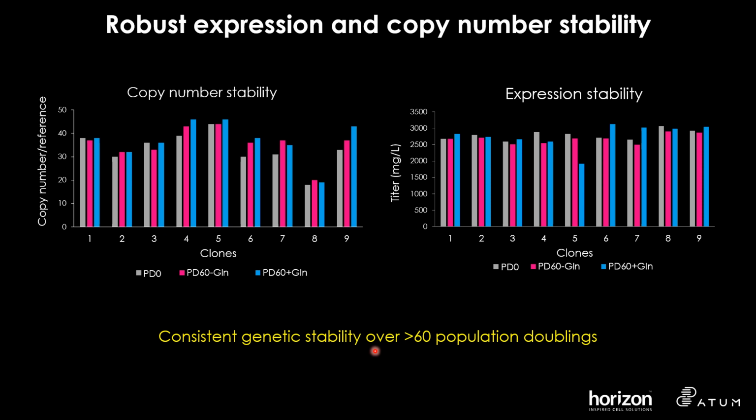The expression tells us the same story. Again, 9 clones, absence and presence of glutamine compared to the beginning of the study. And what you see here is that 8 of the 9 clones had 100% retention of expression. And here, clone number 5, a slight decrease after 60 generations, but only in the presence of glutamine. You'll also notice that clone 5 retained its copy number, and so this reduction is not due to a loss of gene copy number or genetic instability, but rather appears to be some localized silencing.